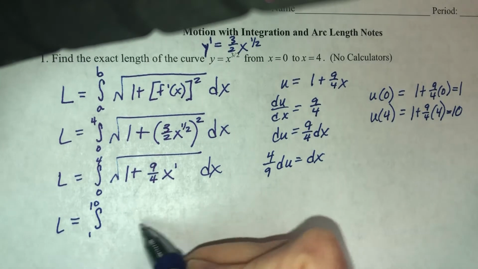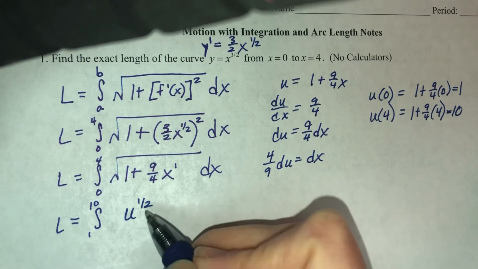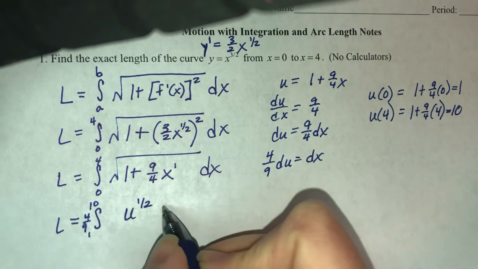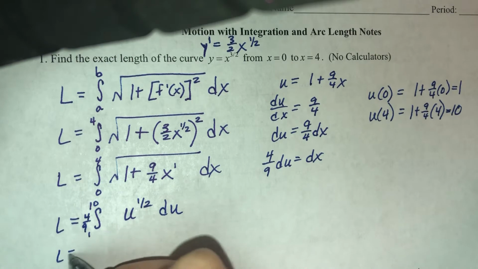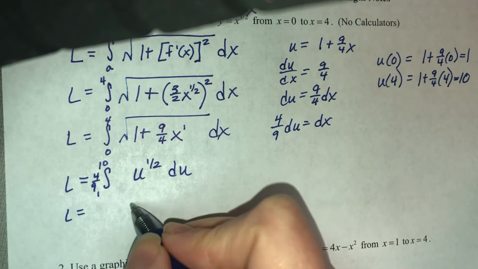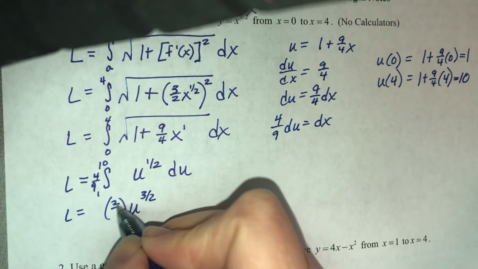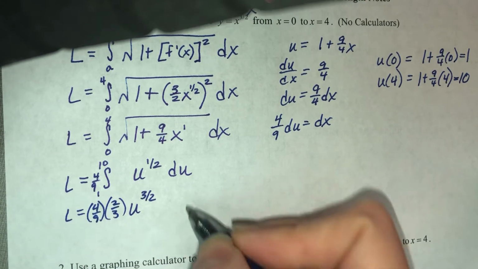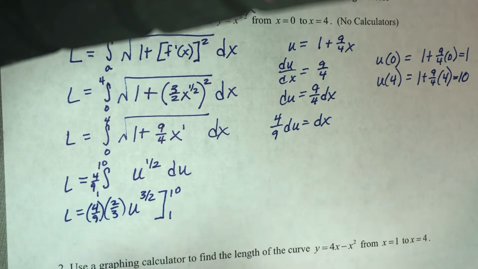And we're going to have u raised to the 1 half power, and the dx is coming out, and 4 ninths, which I'll put in front, du, is going in its place. So now I'm going to integrate by doing the power rule backwards. So if I add 1 to my power, I'm going to have u to the 3 halves. And then I'm going to multiply by the reciprocal of that, 2/3, which multiplies by the 4 ninths I already had. And we don't do a plus c because this is a definite integral. We evaluate it from 1 to 10.